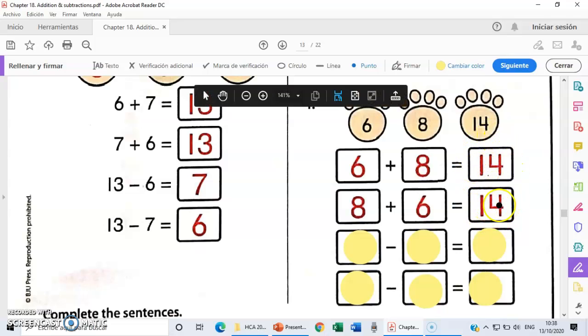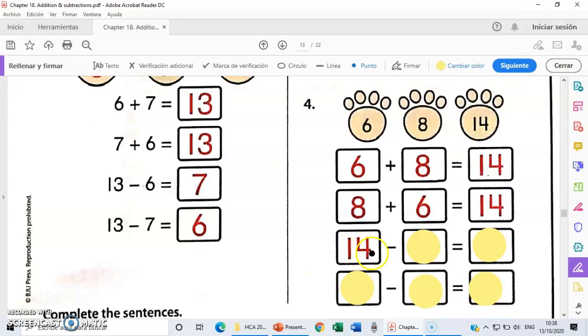Now, remember I said you use the biggest number here, the number 14, and you make a subtraction. You say 14 minus 6 first, and you do another one, 14 minus 8. Okay, so 14 minus 6 is going to be 8. And 14 minus 8 is going to be, yes, good job, it's going to be 6.